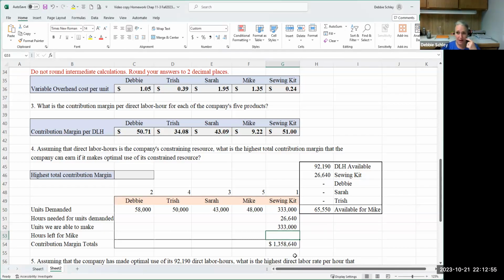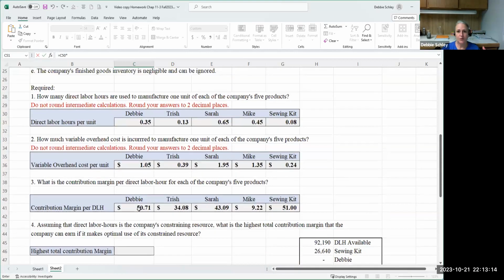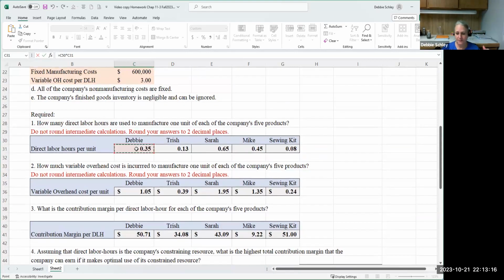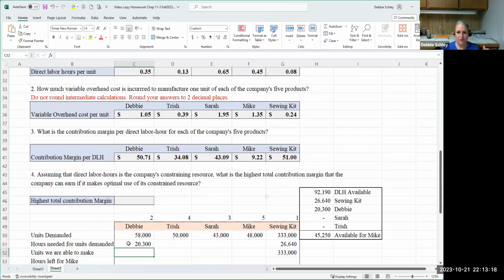Okay, so we made all of the sewing kits and we still have hours left over. So let's figure out how many hours we need to make 58,000 units of Debbie. So answer to number 1, we need 20,300 units. Yep, I put it over here. I still got time left, so I can make all of those units.